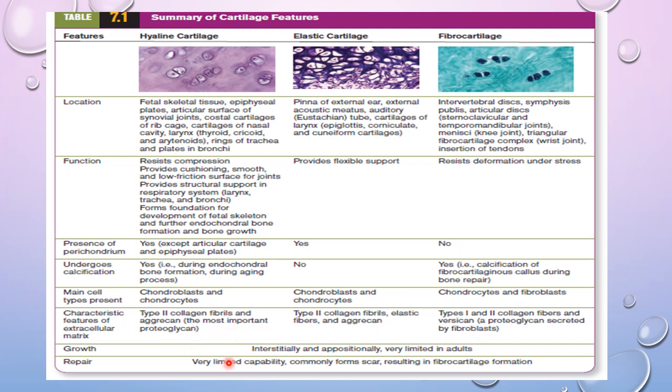So all the types of the cartilages grow interstitially and appositionally, and the growth is limited in the adults. The repair process or the regeneration ability of the cartilage is very limited, and it commonly forms the scars resulting in the fibrocartilage formation.